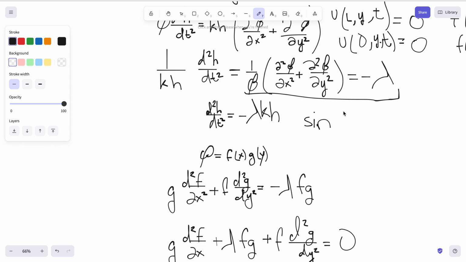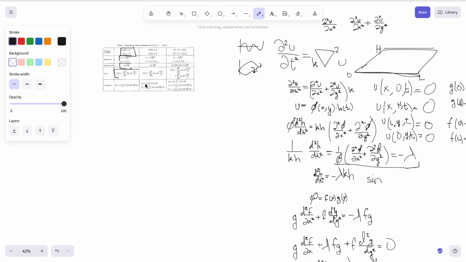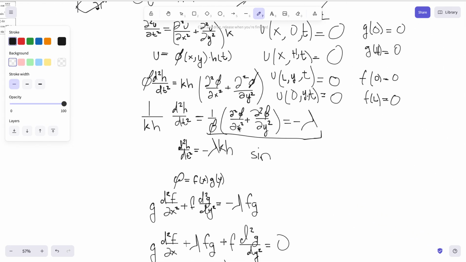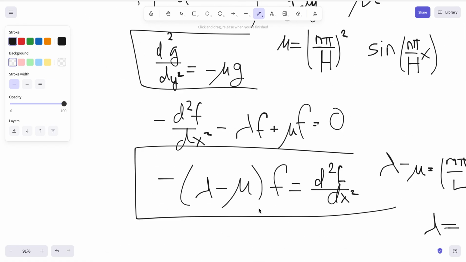Let me think. It'd be sine of, one sec, n pi over L squared t, square root of k, with an eigenfunction with an eigenvalue of lambda, which we just solved for below.